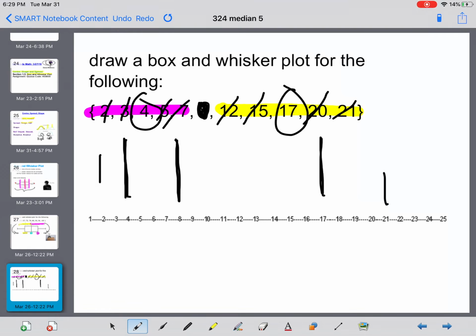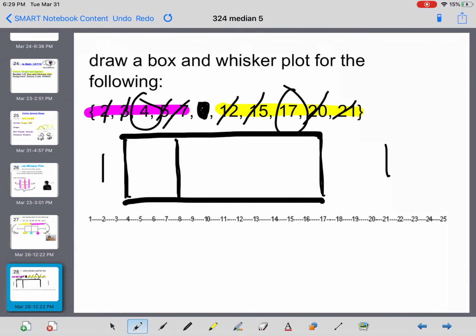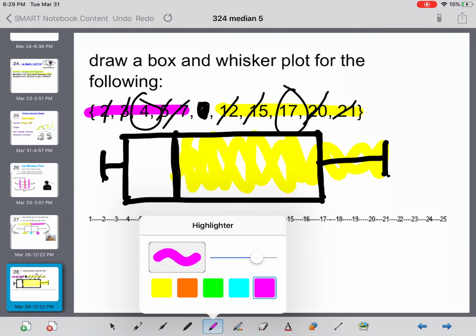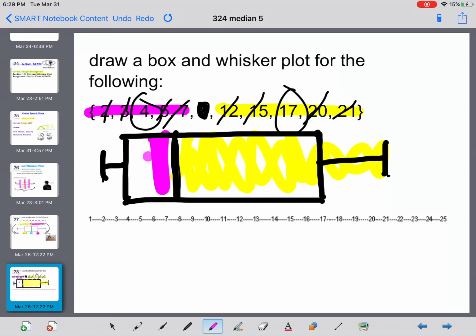Okay. So now, all we have to do is make that look a little prettier. So let's complete our box. And this is how it gets the name box and whisker plot, just from the way that we draw it. All right. And as we can see, the yellow part is represented right here. And the pink part is represented right here.